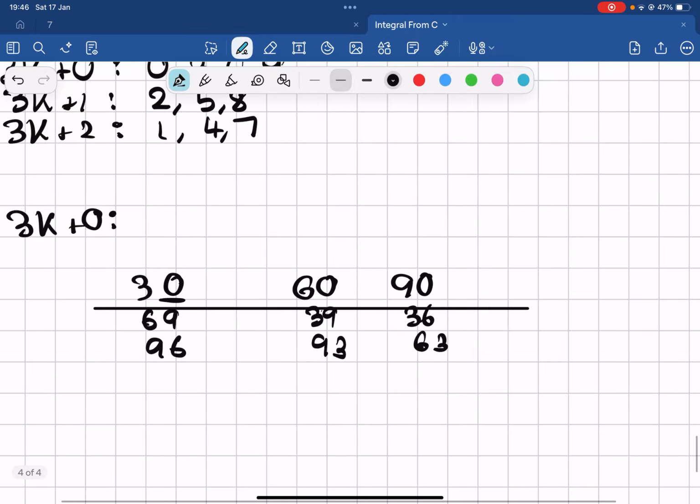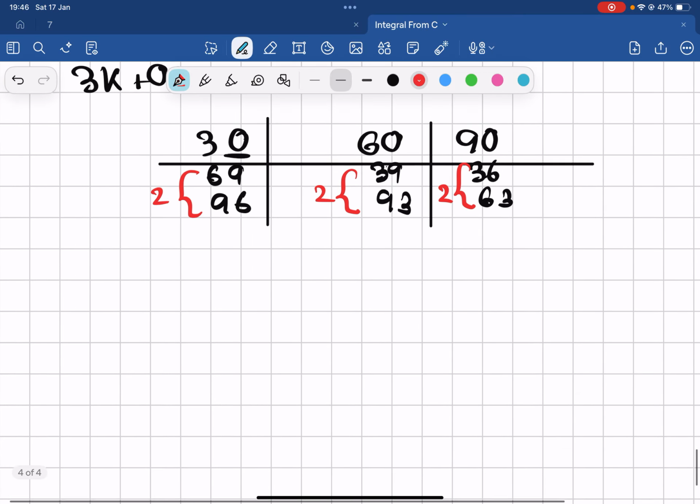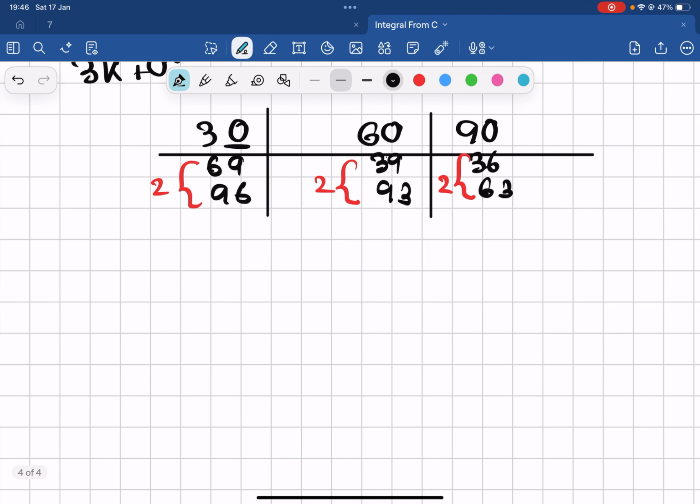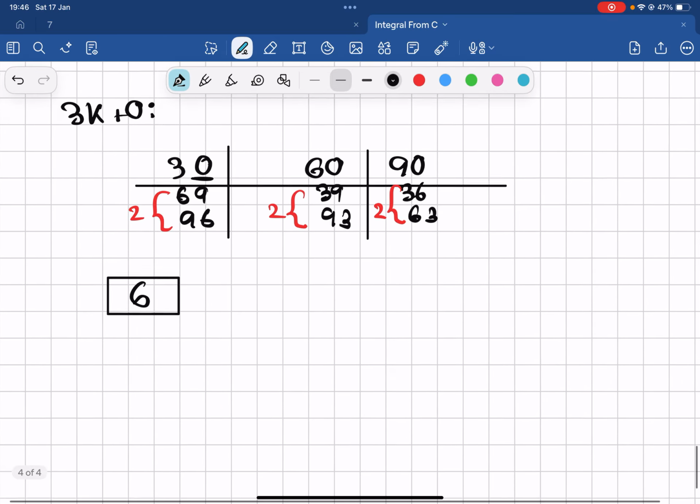So when we've got 30, as we can see with our fixed slot, the only two combinations we can have are 69 and 96. We've got 2 there, 2 there, 2 there, meaning for our residue class of 3k plus 0, we have 6 possible ways to do the question.